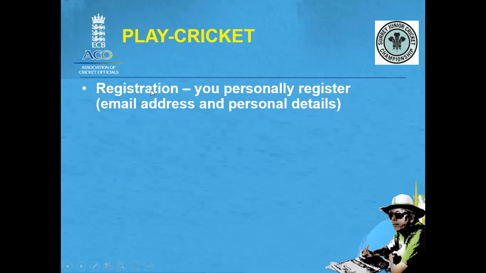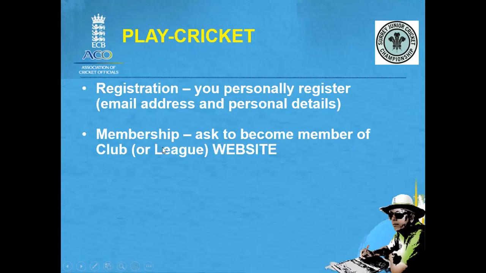So one of the things we have to do, well, the first thing we have to do is to register with Play Cricket as a whole, which is generally giving our email address and a small number of personal details. We then need to go to whichever club that we want to score for and ask for membership of that club on its Play Cricket website. So this is not you paying a fee each year to be a member. It's a once-off activity to become a member of the club's website and therefore be able to update it and change it.